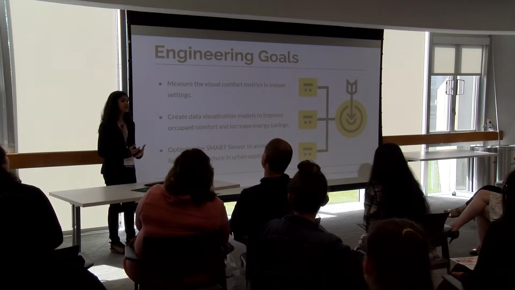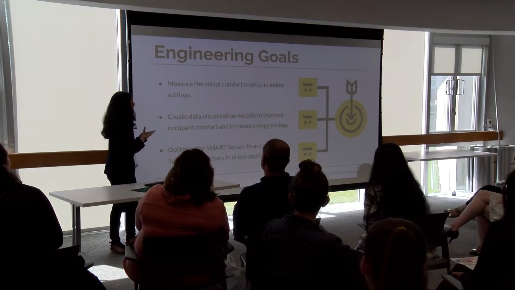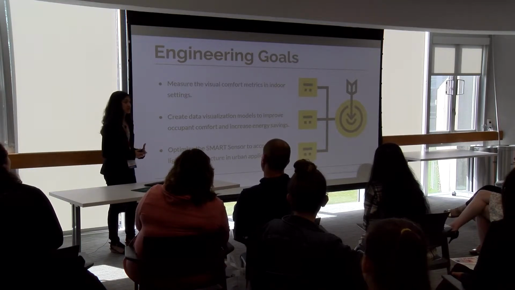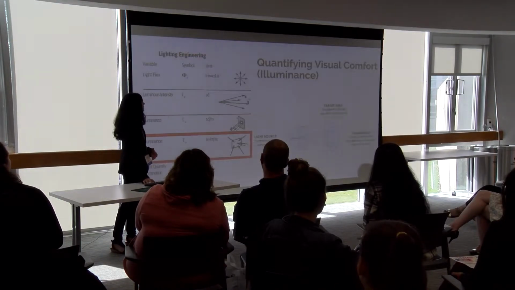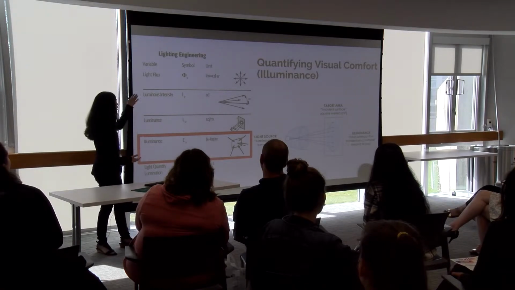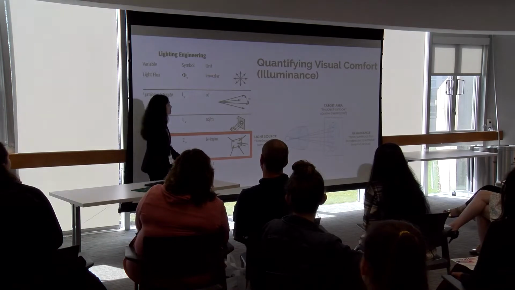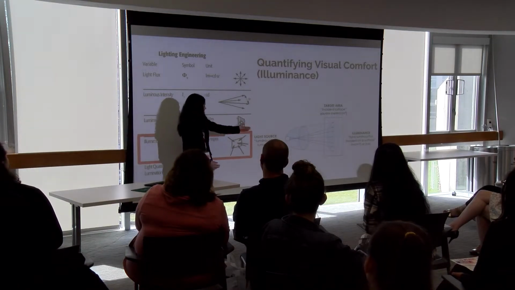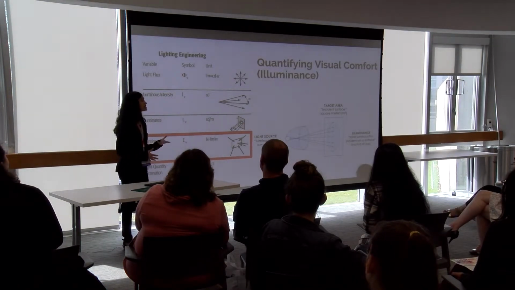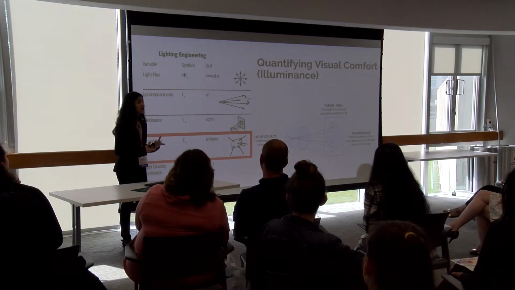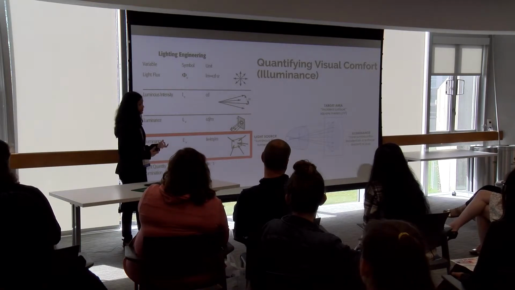My primary engineering goals were to essentially optimize the smart sensor in order to account for the lighting architecture in a room and create data visualization models to calculate and to map the visual comfort metrics. Speaking of metrics, out of all of these photometric units, I decided to go with illuminance, which is essentially the amount of light that hits the surface. And since this is vital to human perception, I thought this unit was the most relevant for my particular engineering project.